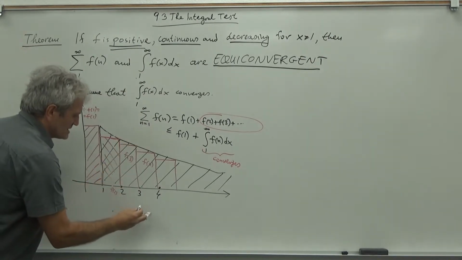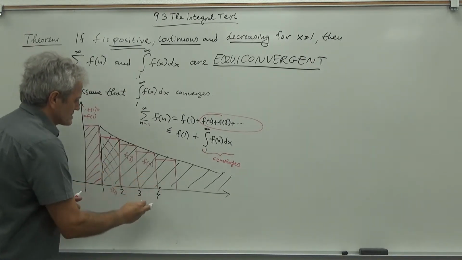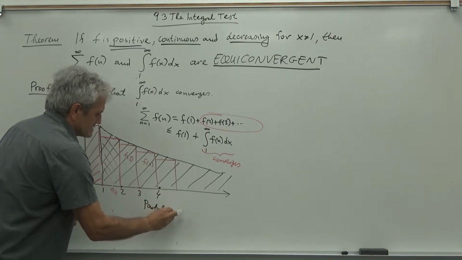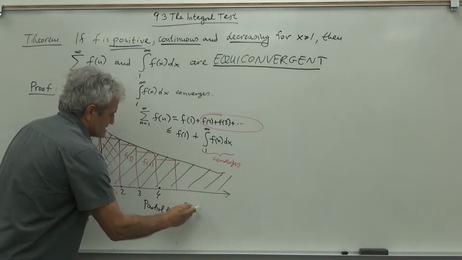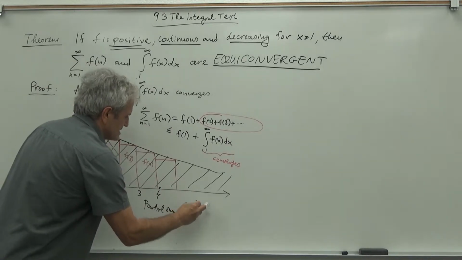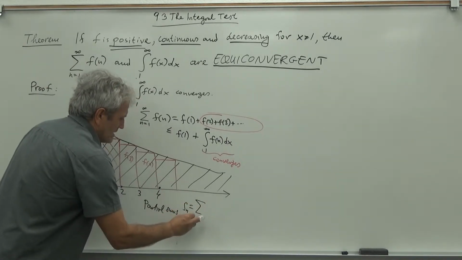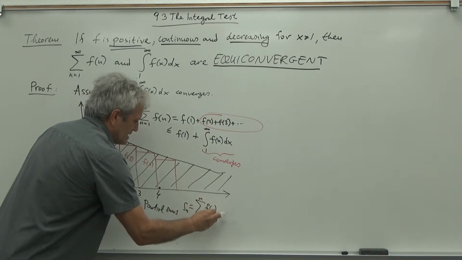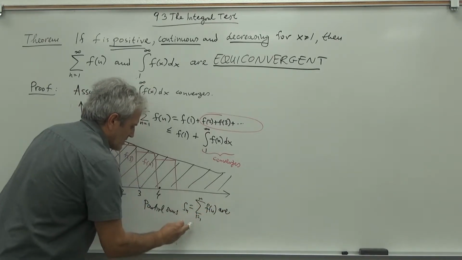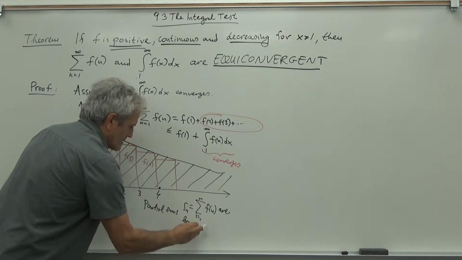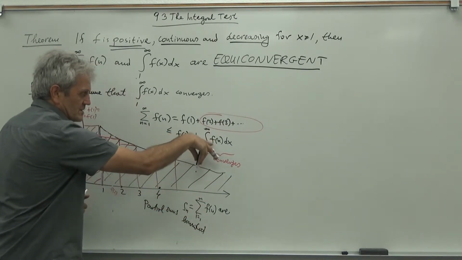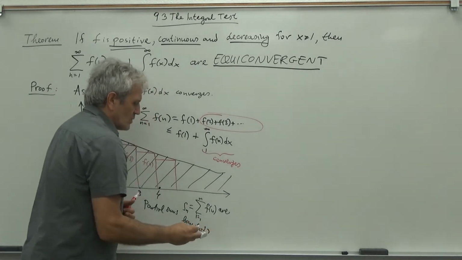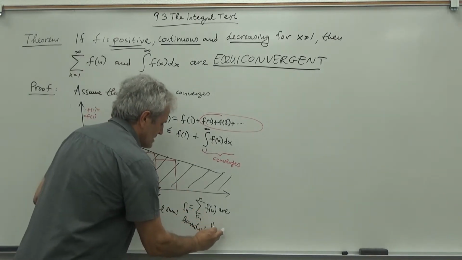So basically, we can say, with a more precise argument, that the partial sums, Sn equals the sum from i equals 1 to n of f of i, are bounded. And that's what we showed here, bounded by the integral plus a number. And they are also what? Increasing.